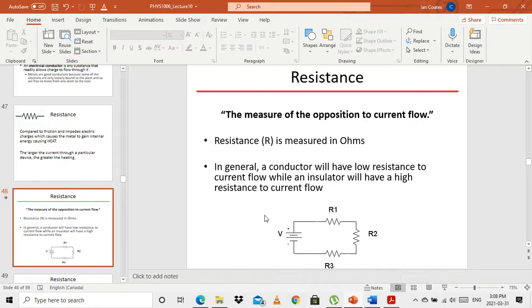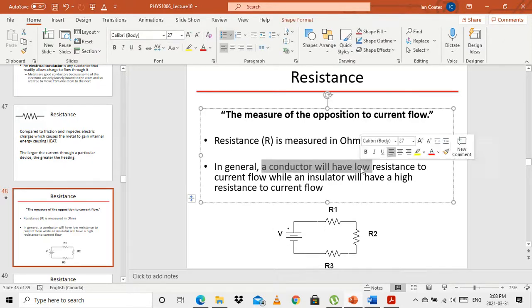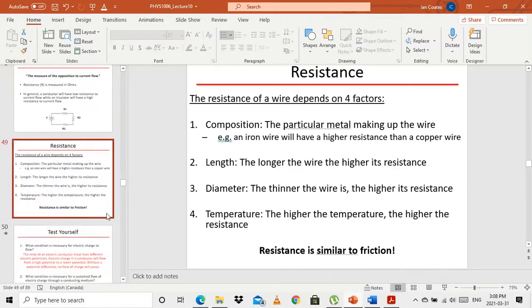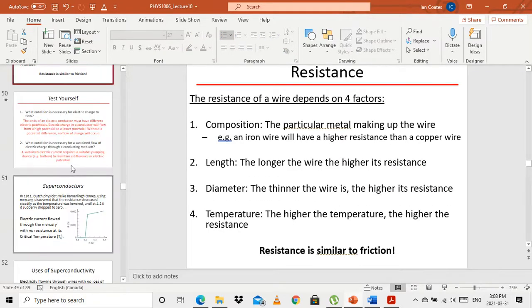So in general, a conductor will have low resistance to current flow, and an insulator will have high resistance. Kind of like the same thing as what we've been talking about. Did I miss something here? There we go.